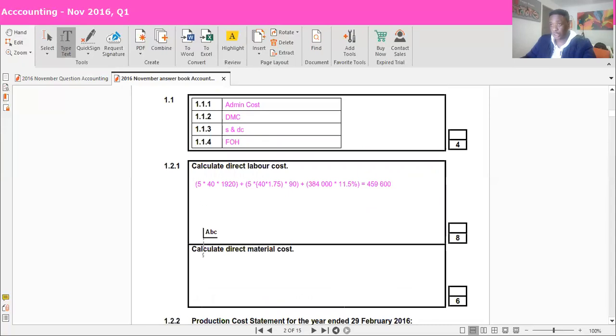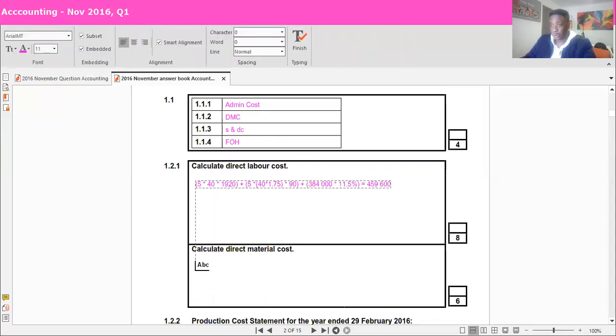So to do this, what you just need to do is I'm going to say 131,500 plus 584,000. And then you divide by the number of units, which is 1,350 plus 5,400.